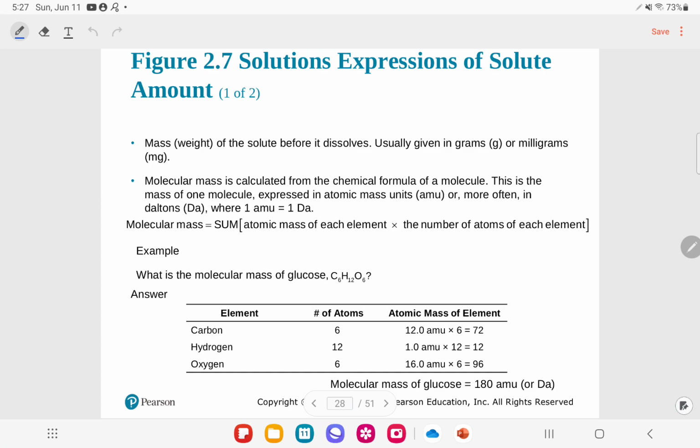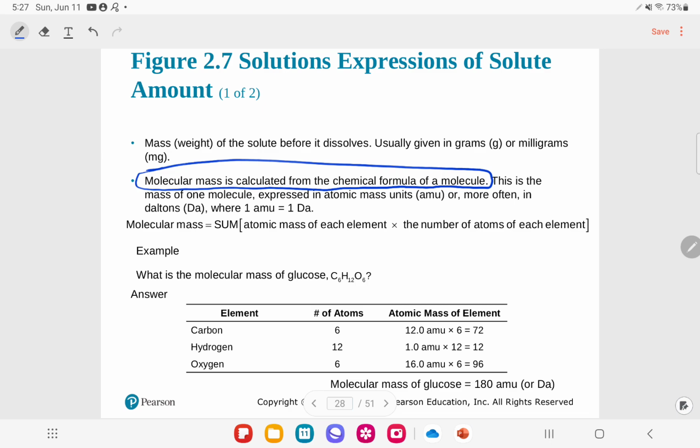So for example, when we're dealing with solutions, right, the mass or the weight of a solute before it's dissolved is usually going to be given in grams or milligrams, right? But the molecular weight is going to be calculated from the chemical formula of a molecule. Let me just do this so you know. The molecular mass is calculated from the chemical formula of a molecule, right? So this is the mass of one molecule expressed in atomic mass units, or more often in Daltons. So 1 atomic mass unit equals 1 Dalton.